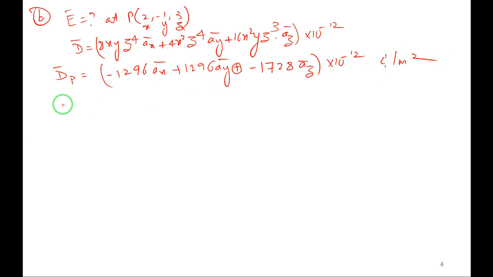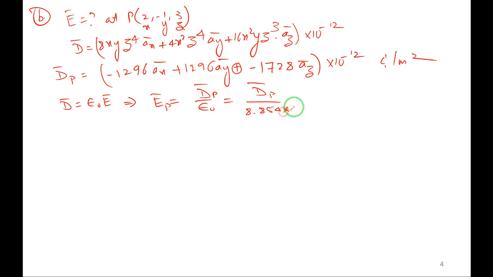Then calculate E. We know the relationship between D and E, right? So which implies E is equal to D divided by epsilon naught. So D, we have calculated D at point P, right? So E, I want E at point P, divided by epsilon naught 8.854 into 10 power minus 12. Okay, we'll see what we will get. E vector at point P.